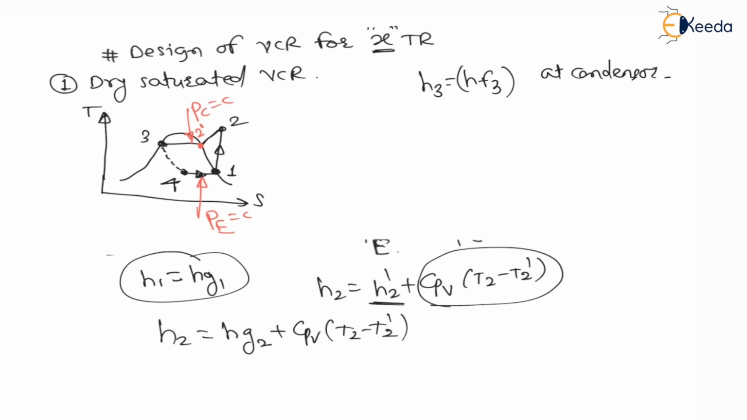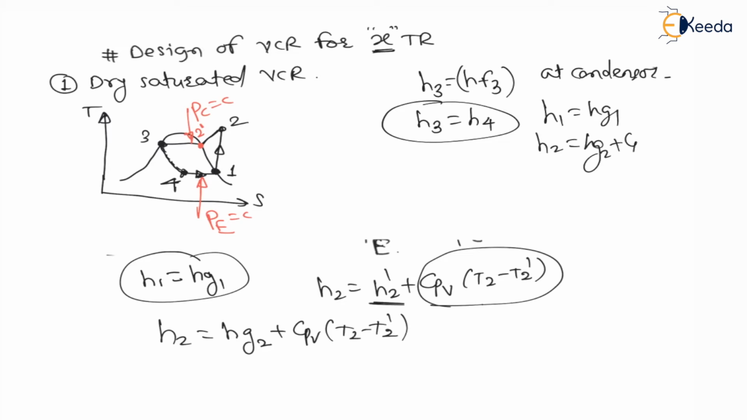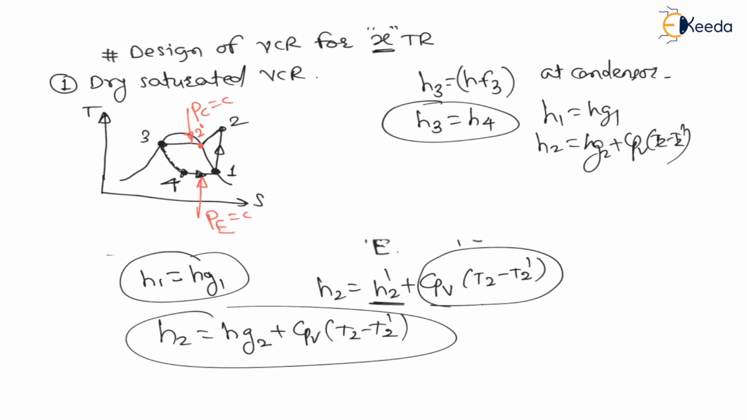Now, similarly, we know that S3 is equal to S4 because it is a throttling process 3 to 4. Therefore, H3 is equal to H4. This is how we can find enthalpies of all the points, right? H1 we have calculated, Hg1; H2 also we have calculated, Hg2 plus Cp of vapor (T2 minus T2 dash). This is how we have calculated H2 also here written, right? So all the enthalpies are calculated.